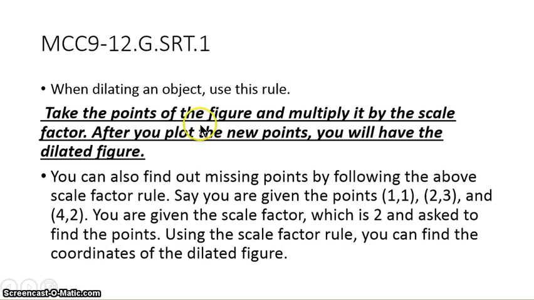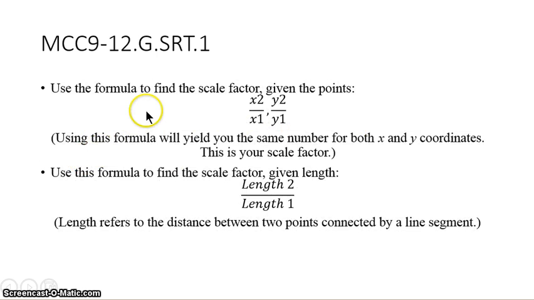When dilating an object, use this rule. Take the points of the figure and multiply them by a scale factor. After you plot the new points, you will have the dilated figure. Use the formula to find the scale factor given the points: x2 over x1, y2 over y1. Using this formula will yield the same number for both the x and y coordinates, so technically you only have to use one of these formulas. However, whichever number you get, this will be your scale factor.